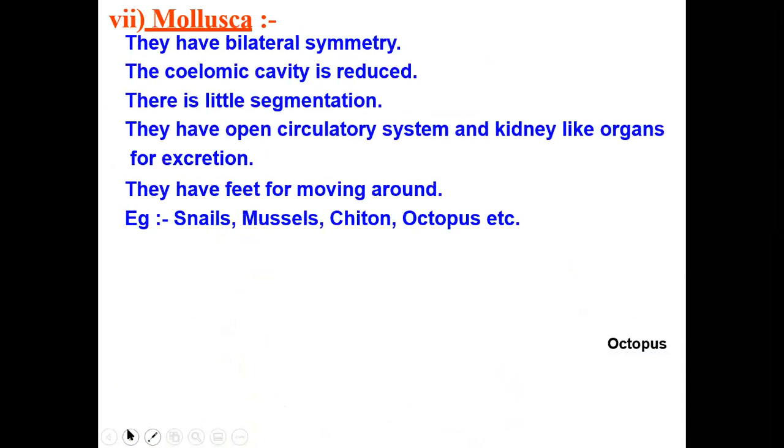Now we will discuss Mollusca. They have a bilaterally symmetrical body. The coelomic cavity is reduced. There is little segmentation. They have an open circulatory system and kidney-like organs for excretion. They have feet for moving around. Examples: snail, mussels, chiton, octopus.